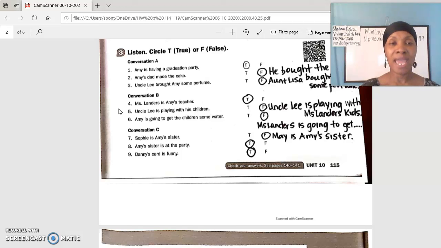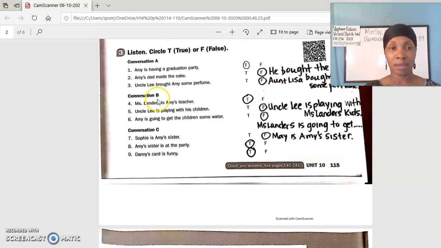Number one, Amy is having a graduation party. That is true. Number two, Amy's dad made the cake. That is false. He bought the cake. He didn't make it. All right, not too many men make cakes, right? Number three, Uncle Lee brought Amy some perfume. Now that is also false. Aunt Lisa bought Amy the perfume.